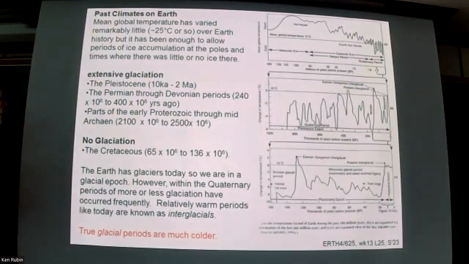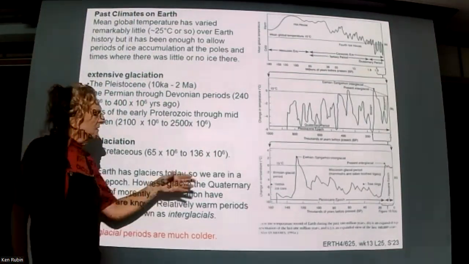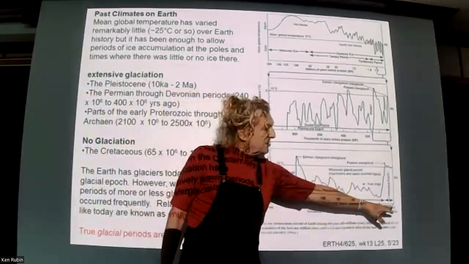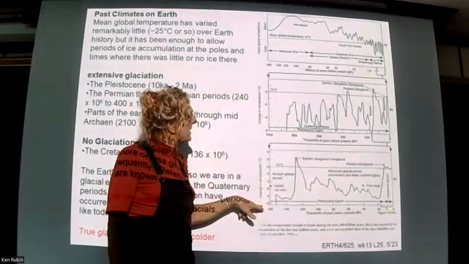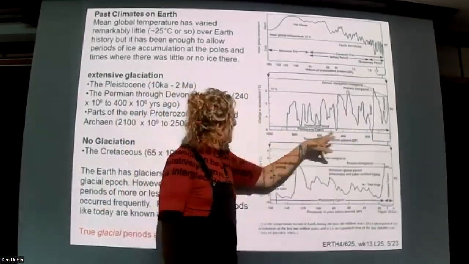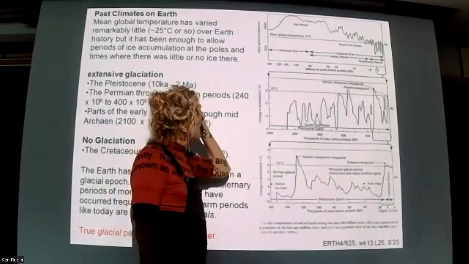So what do we know about past climate on Earth? This is three different time slices. This is the past 160,000 years with zero over here going into the past. This is the past 600,000 years, again with zero over there, 100,000 years.